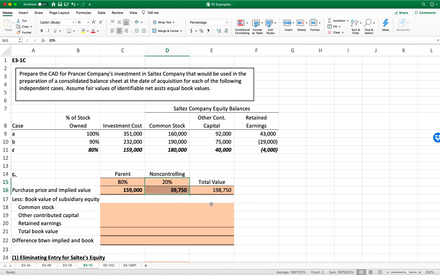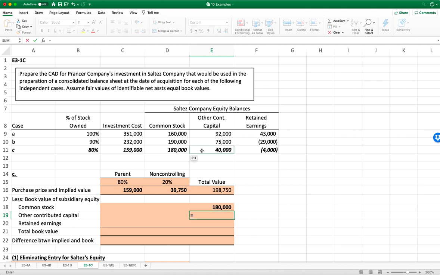Now we're going to compare that implied value to the entity's book value. So we've been doing this from the beginning. Again, we have 3 equity accounts, so we're going to put them all in here. This time, common stock is $180,000. Other contributed capital is $40,000. And retained earnings is still at a deficit of $4,000. We're going to sum these up, and we get a book value in this scenario of $216,000.